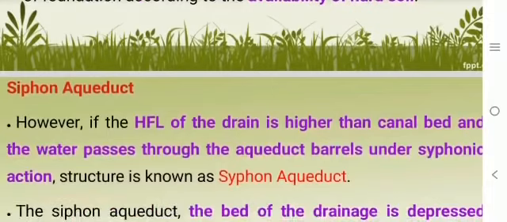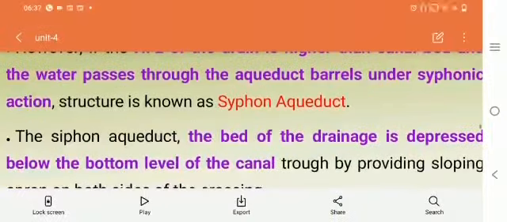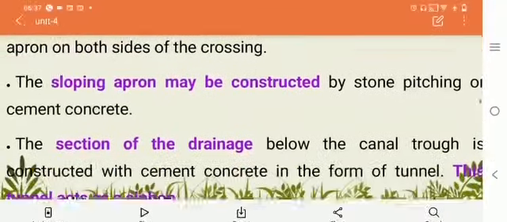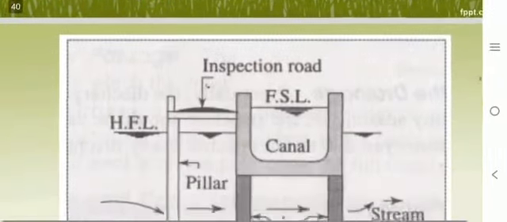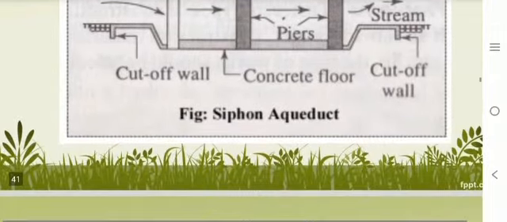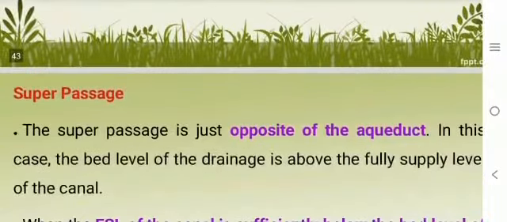Siphon aqueduct. If the high flood level of the drain is higher than the canal bed and the water passes through the aqueduct barrels under siphonic action, the structure is known as a siphon aqueduct. In the siphon aqueduct, the bed of the drainage is depressed below the bottom level of the canal by providing a sloping apron on both sides of the crossing. The sloping apron may be constructed by pitching or cement concrete. The section of the drainage below the canal trough is considered as cement concrete in the form of a tunnel. This is the figure for the siphon aqueduct.